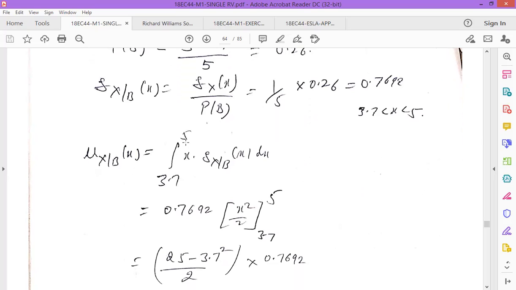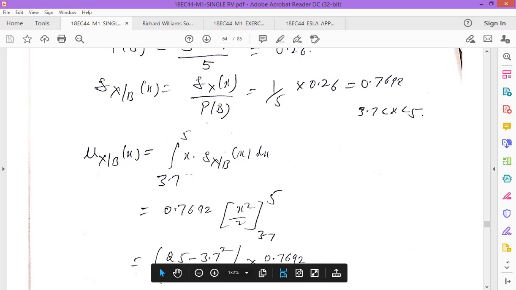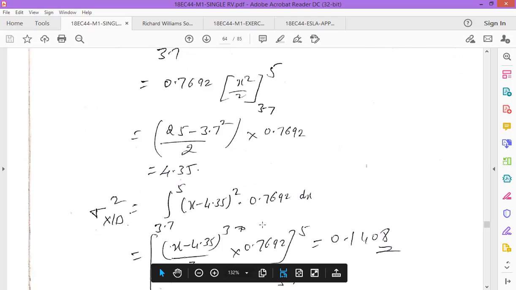So here, as we have seen, the random variable is distributed from 0 to 5. But here it has to be conditioned by the event b, for which it is going to take the value x greater than 3.7. So only the values above 3.7 should be taken. So here 3.7 up to 5 you are going to consider the values. So considering that, here fx by b is obtained as 0.7692, that can be taken outside. Integrate x with respect to x and substitute the limits and get the answer.